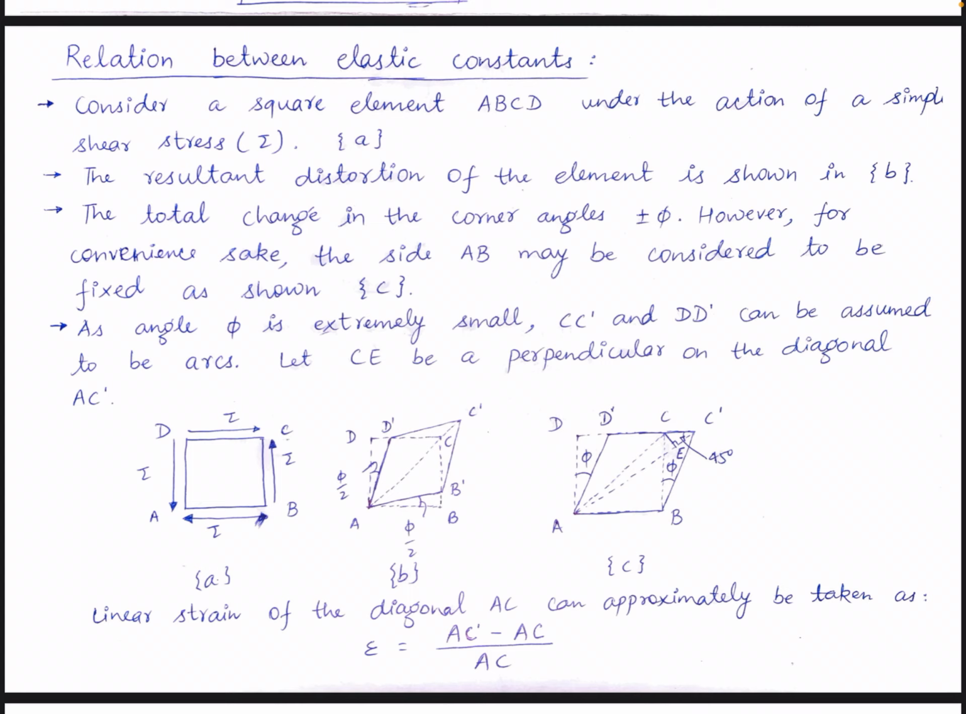The total change in the corner angle will be plus or minus phi. Total angle is pi by 2, pi by 2. So total is plus or minus phi. Either it will be plus phi or it will be minus phi. However, for convenience sake, the side AB may be considered to be fixed as shown. So for simplification, we can make AB fixed. So AD will be rotated by phi to D dash. Full phi is given in only one direction.